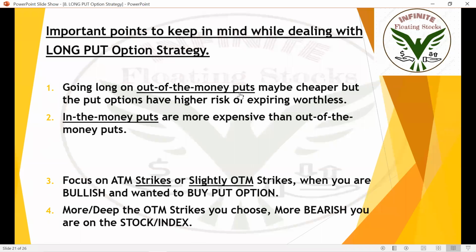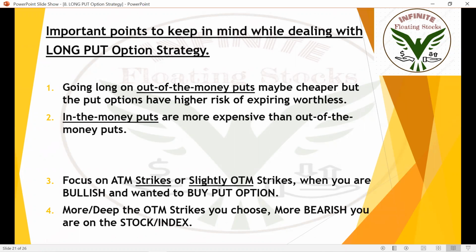So going long on out of the money puts may appear cheaper, okay, but these put options have a higher risk of expiring worthless. So if you think that they are available cheap and you go beyond them, you will definitely be in loss, because the more out of the money you are, the more bearish you are.